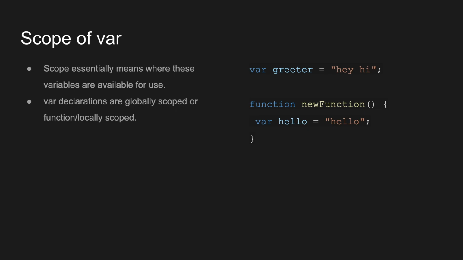So let's look at this example. Here greeter is globally scoped because it exists outside a function, while hello is function scoped. We cannot access the variable hello outside of the function. So if we do this, we will get an error, which is a result of hello not being available outside the function.